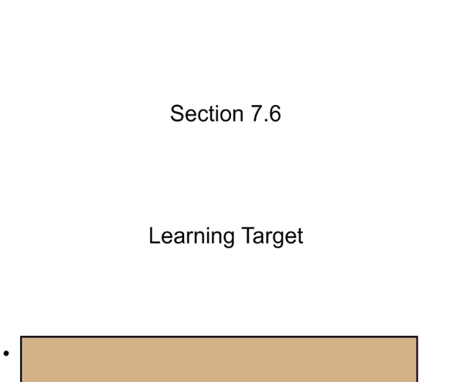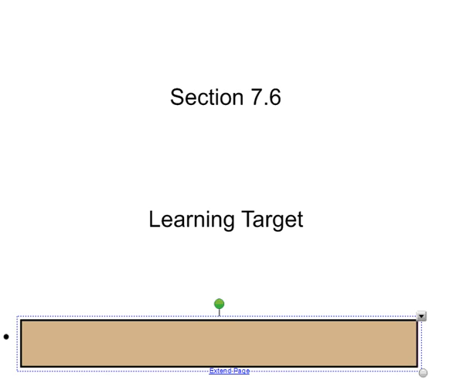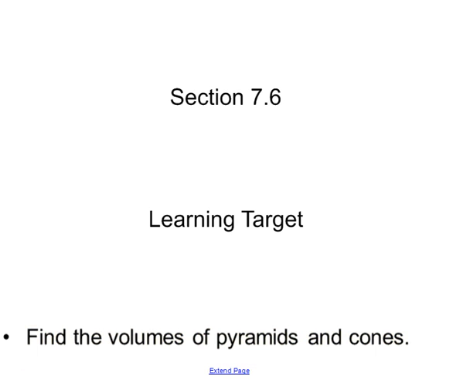We are starting our review video for section 7.6. That's chapter 7, section 6. And as always, we start with our learning target. Our learning target for today is to find the volumes of pyramids and cones.